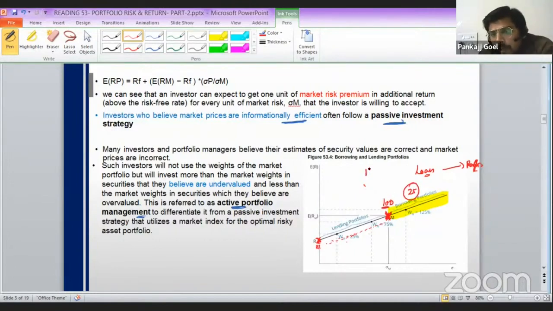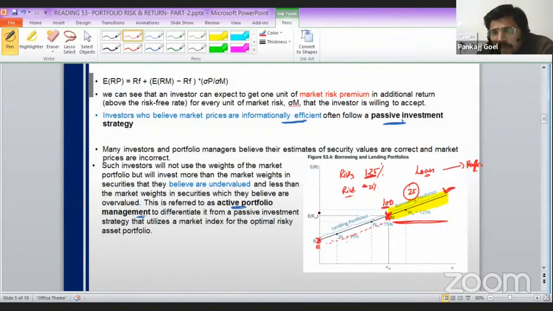So what is the total portfolio now? Total portfolio is 125. It means we are giving a weightage of 125% to the risky one and -25% to the risk-free one. Why -25%? Logically, we are taking a loan. So the points on the right-hand side we call borrowing portfolios, because the position is created by borrowing. And here we call it the lending portfolio, because we are investing in risk-free.